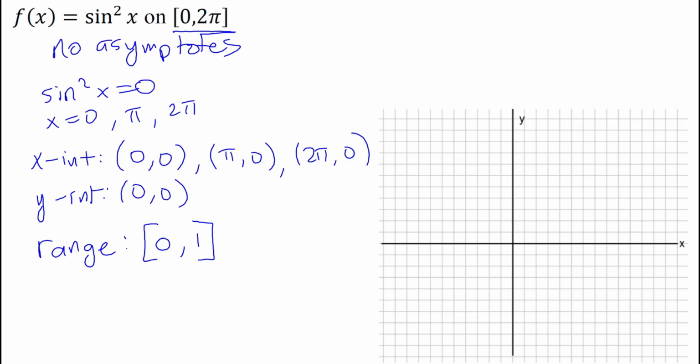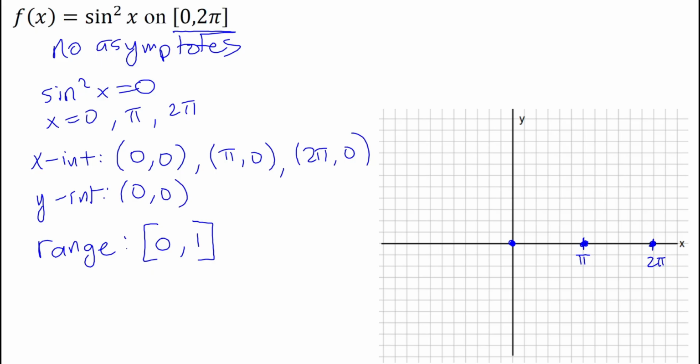So we'll put on our points here. I'm going to put on 0, 0. Let's see here. We'll make this pi. And we'll make this 2 pi. So we have a point at pi, 0, and at 2 pi, 0. And kind of got those spaced out nicely.